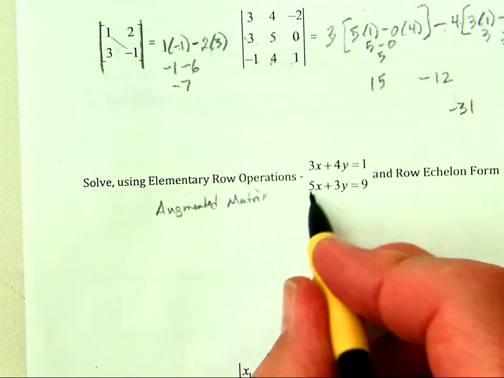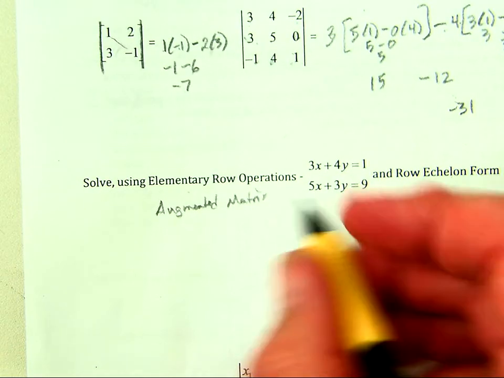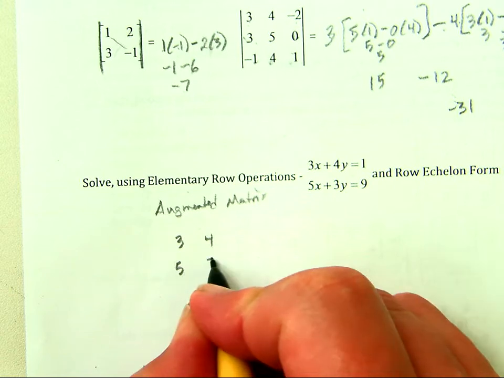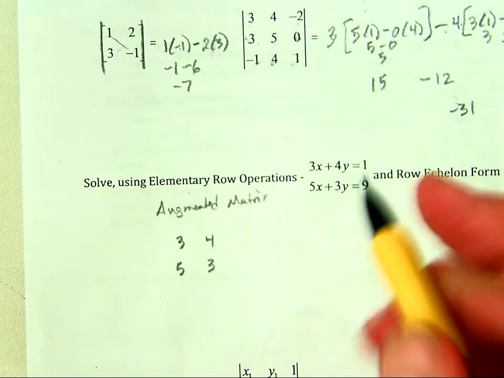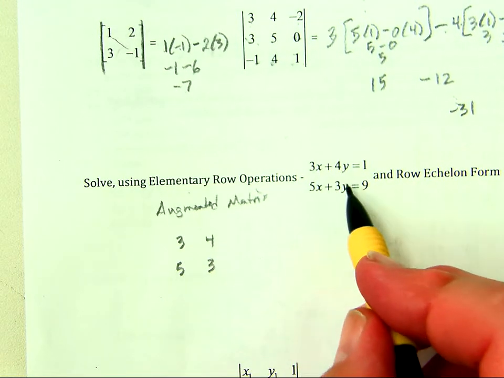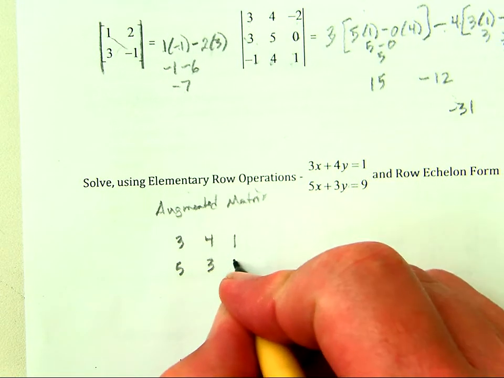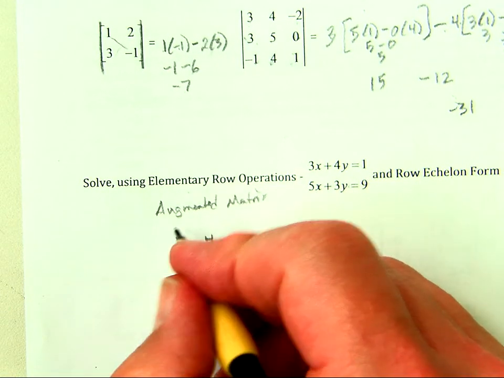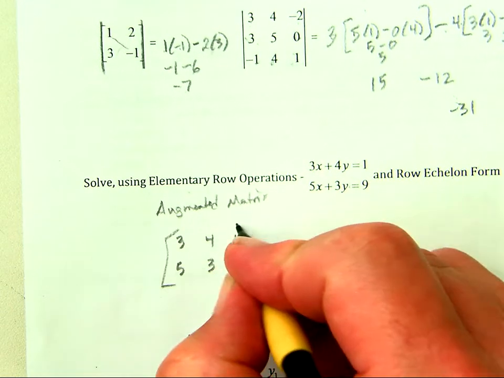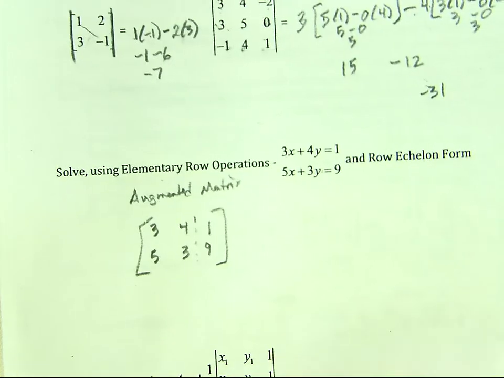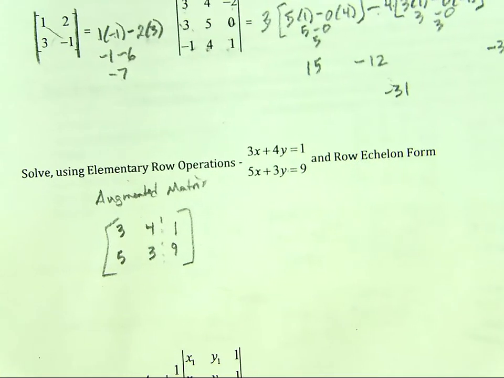An augmented matrix: we take the 4 coefficients, so 3, 4, 5, 3. So there's our 4 coefficients, 3, 4, 5, 3. Now we add a third column that has our constants, 1 and 9. That is our augmented matrix right there. That's called an augmented matrix. Augment just means you add to something, so we added that onto there.